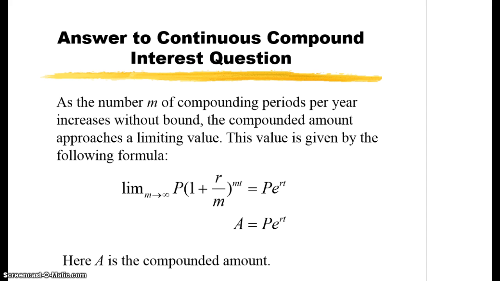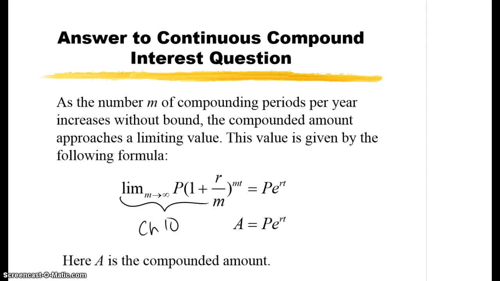This value is given by the following formula, which we'll look at again in chapter 10, where we define what a limit is. But what the limit as m approaches infinity means is what happens to this expression as m gets bigger and bigger. That's all that this notation means. So what happens to this expression, P times 1 plus r over m raised to the mt power, that's just our formula for compound interest, as m gets infinitely large.